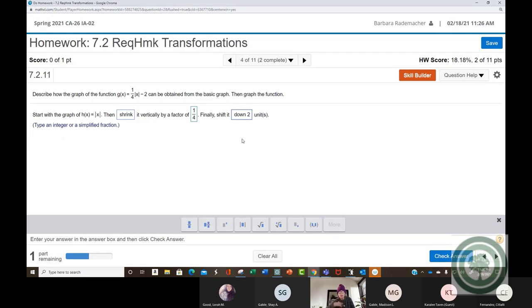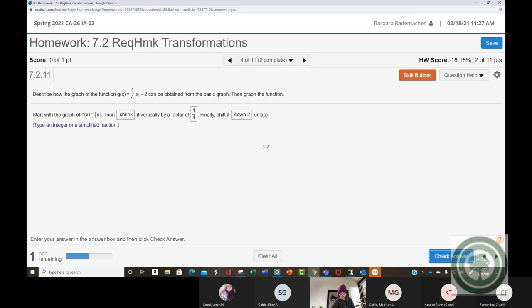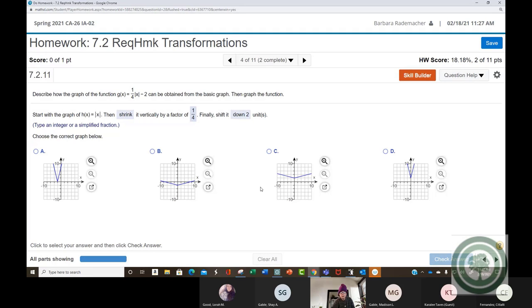See, you're reading this, you learn to read it just like you would read a book. Type an integer or a simplified fraction. Well, I did that, thank you. And now you know about vertical stretches and shrinks.